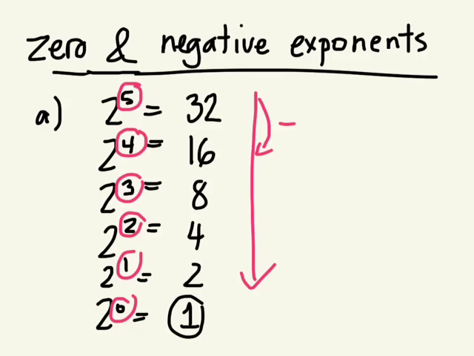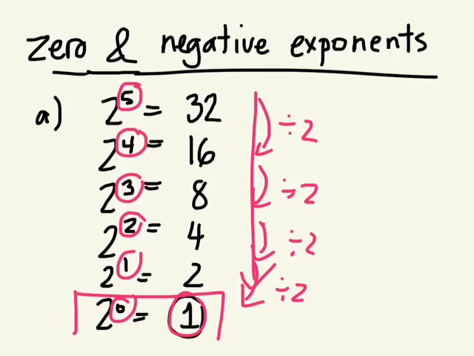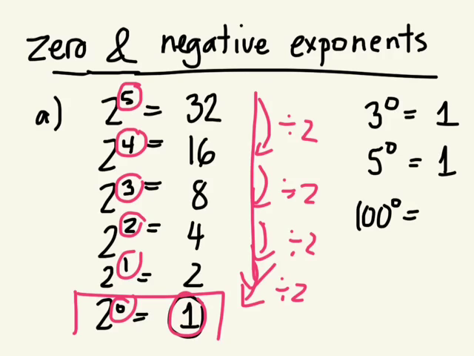It was cut in half, so we divided by 2 every time, right? What's 2 divided by 2? 1. What can we conclude from any power with an exponent that's 0? Did you guys test it out? What's 3 to the power of 0? What's 5 to the power of 0? What's 100 to the power of 0?